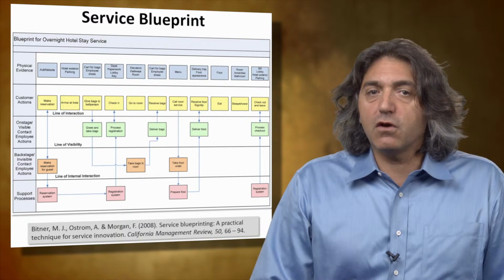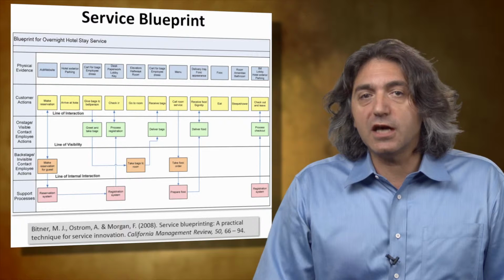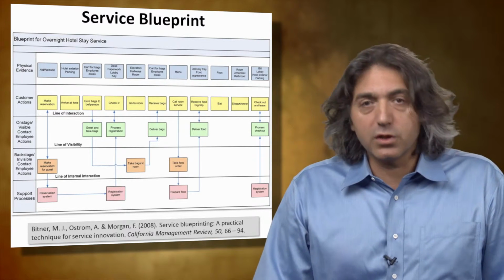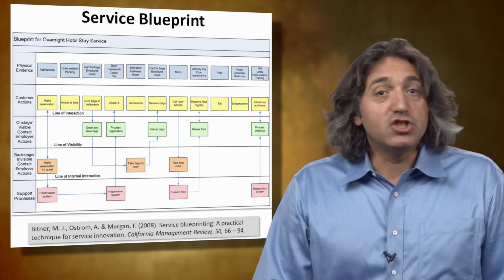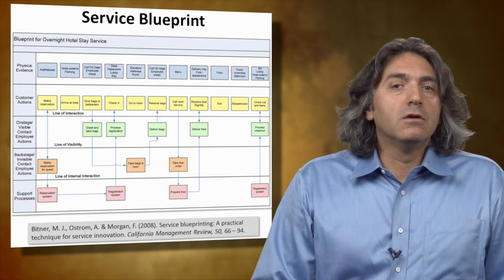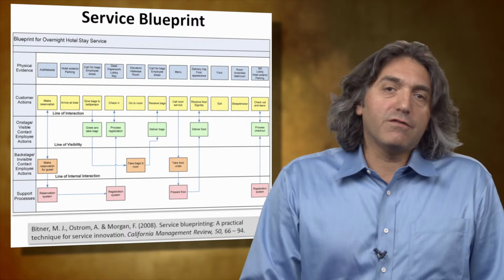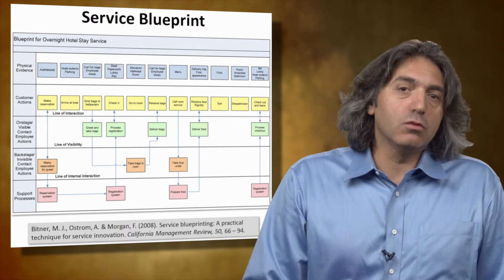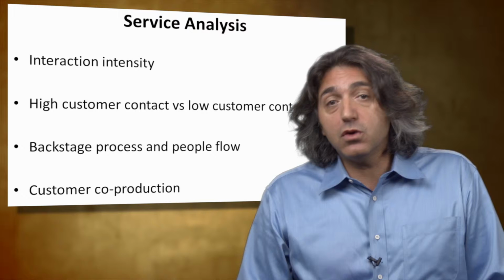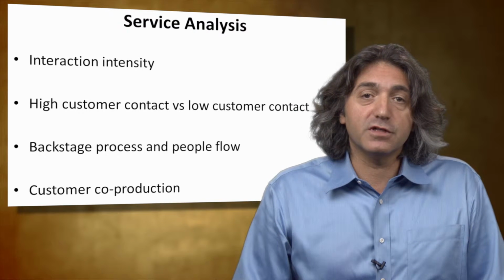Processes that cut across these front and back boundaries tie the service together. Customer information, customer action, employee action, and supporting organizational processes. Checking into the hotel may seem simple, but a lot of stuff is really going on. This is one way to understand it and to identify possible issues and possible ways to improve it. To look carefully at the way a service works, we can look at the interaction intensity, how complicated the customer-provider interface is. We can distinguish low contact from high contact types of services.